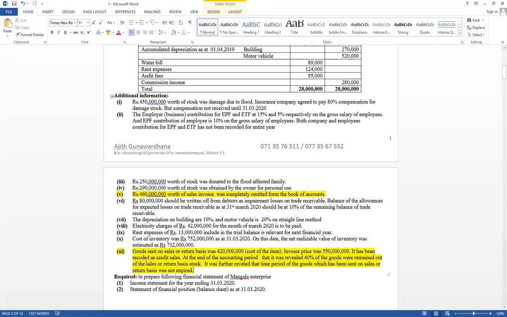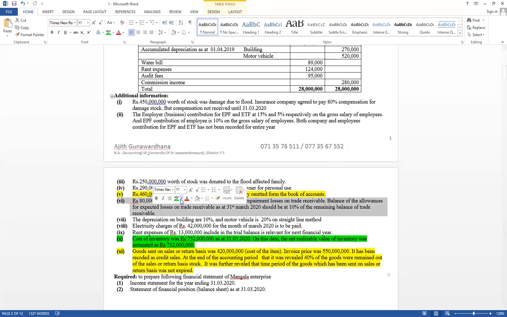At the same time, inventory adjustment, it has given inventory additional number 10, as well as bad debts and doubtful debts, additional 6. Those are interrelated adjustments. From the beginning, if it has given a sales invoice completely omitted, it should be done. And if it has given goods sent on sale or return basis, after that it should be done. At the same time, inventory adjustment as well as bad and doubtful debts, those are interrelated adjustments that should be done from the beginning.